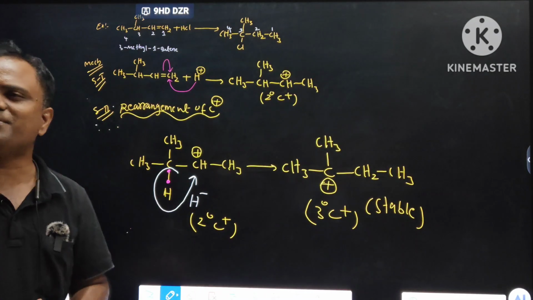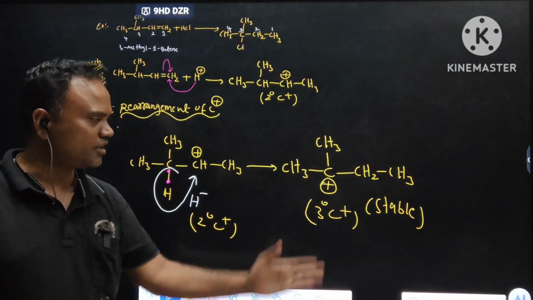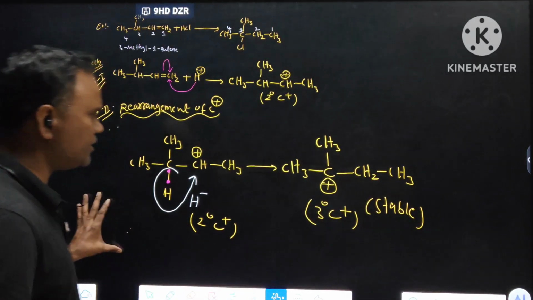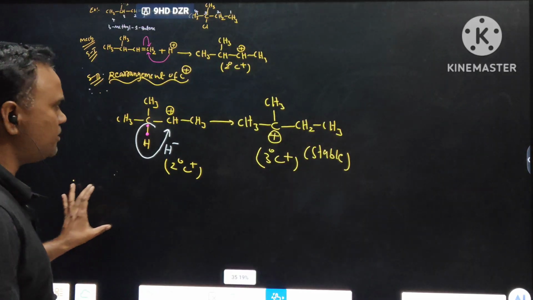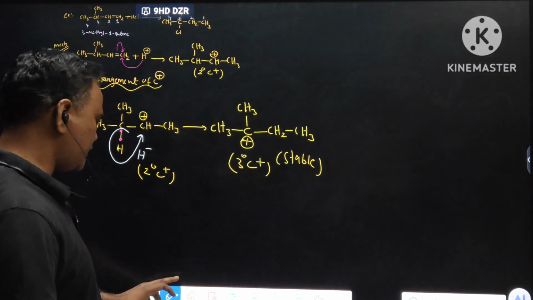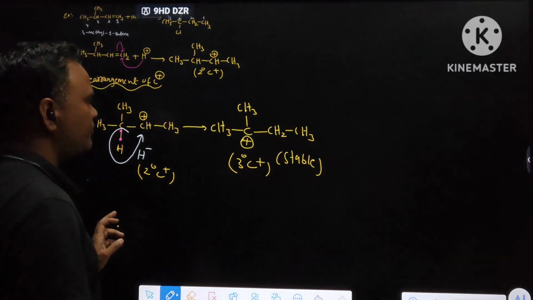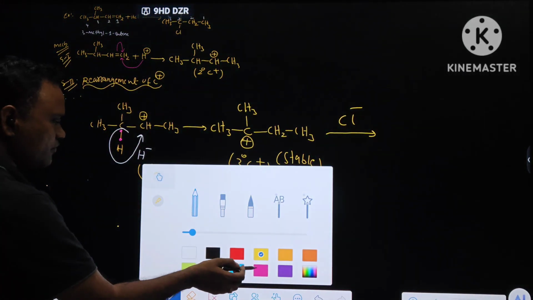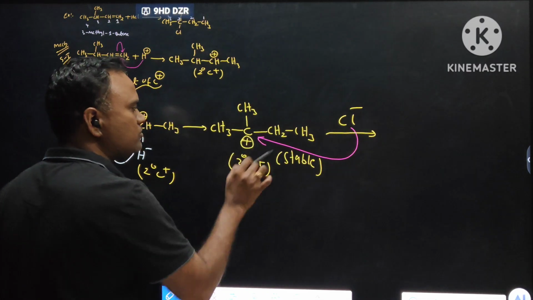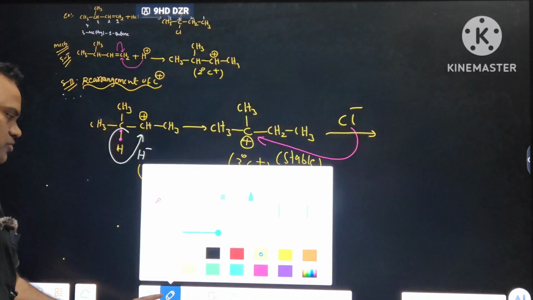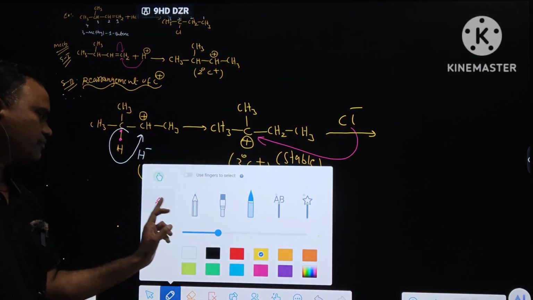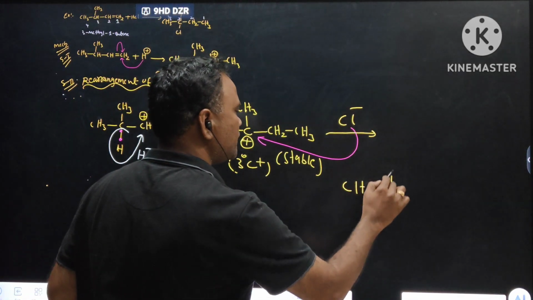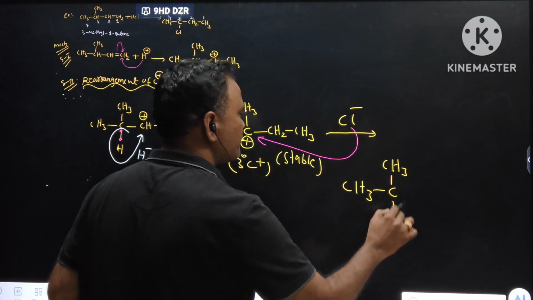Next step is direct addition of the nucleophile. Add Cl negative to this carbocation. I'm adding it directly instead of taking another step, because I explained briefly in the last step. The Cl negative adds to the carbon with the positive charge. Then we will get a 3 degree alkyl halide.